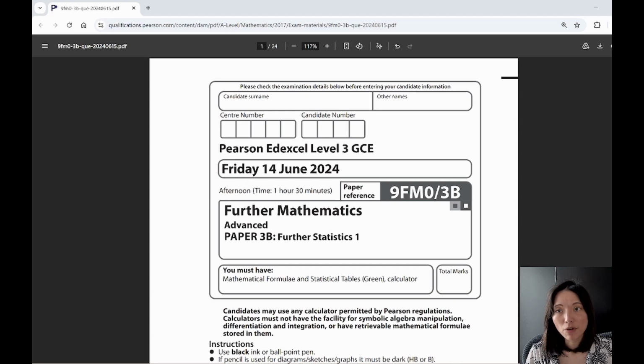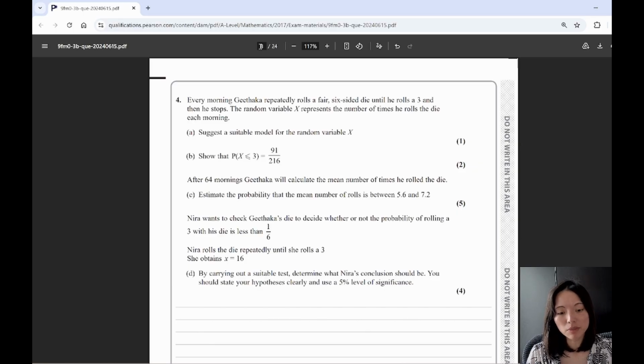I'm going to look at a further statistics question from a paper from 2024. Today I'm going to look at question 4, which talks about the probability of rolling a dice. So let's look at this question together.